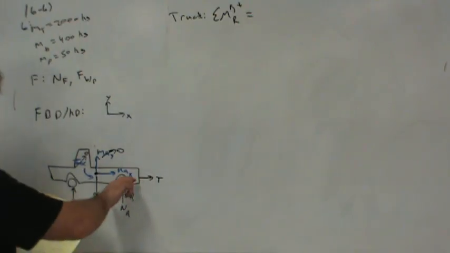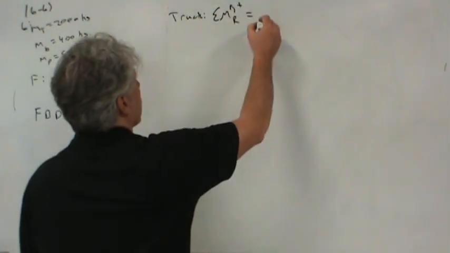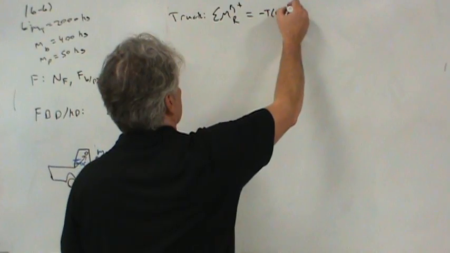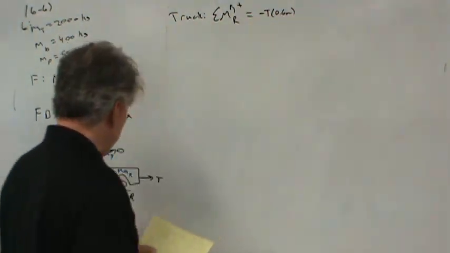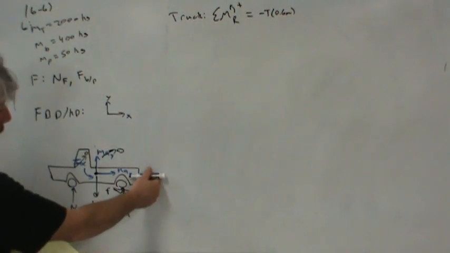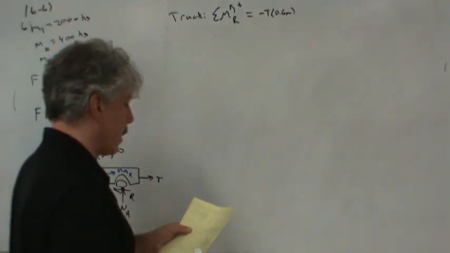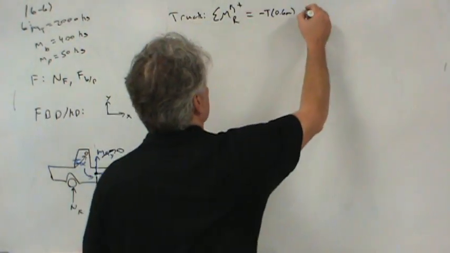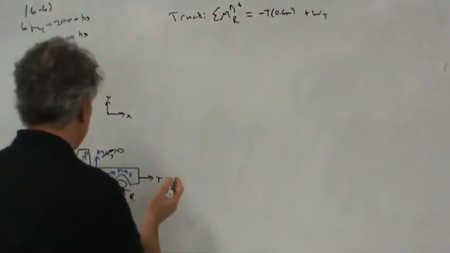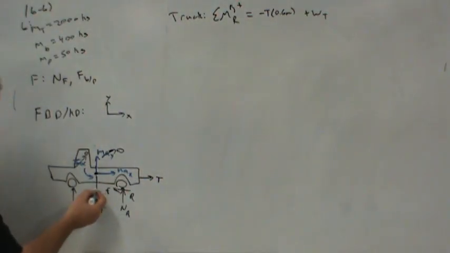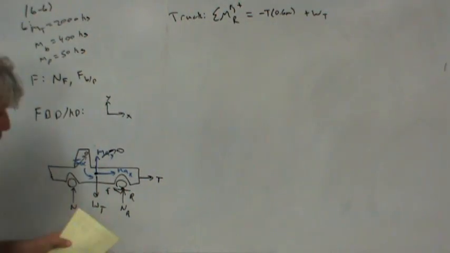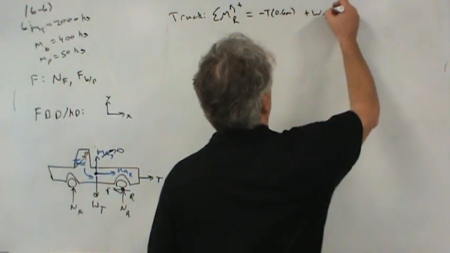Well, we've got tension acting to cause a negative moment. So negative T times 0.6 meters, right? Because the height from the ground up to that tow point is 0.6 meters. Plus the weight of the truck, notice it's causing a positive moment about R, and the distance between R, the rear wheels, and the weight is 2 meters.